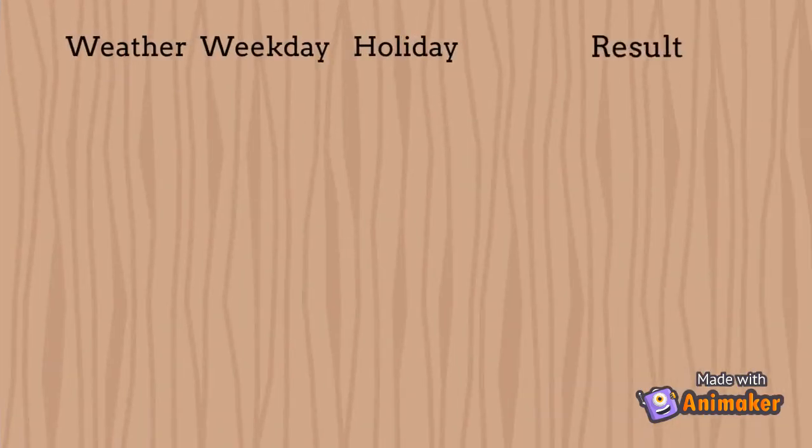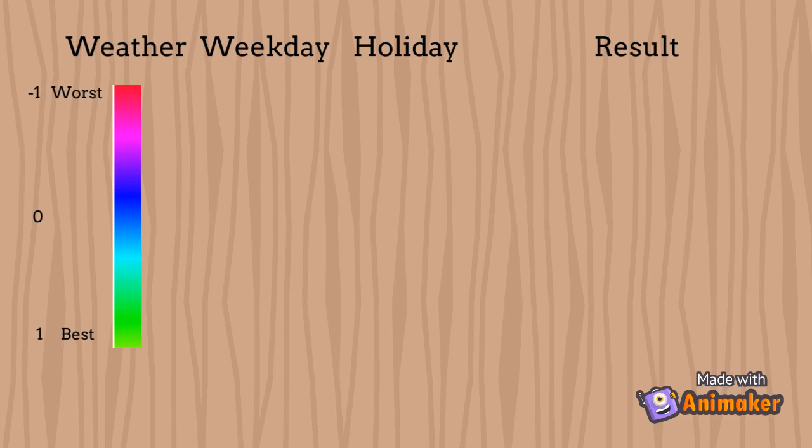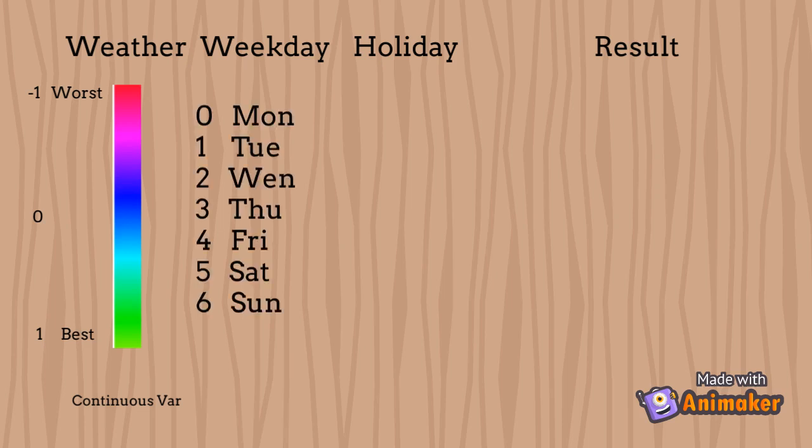First, we'll prepare our data. For a data type like weather, we can scale it from -1 to 1, whereas -1 would be the worst weather, and 1 would be the best weather. For a different type of variable like weekday, we need a discrete variable, so 0 for Monday all the way up to 6 for Sunday.